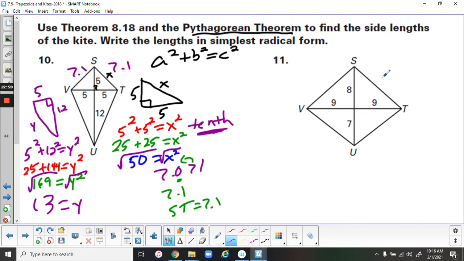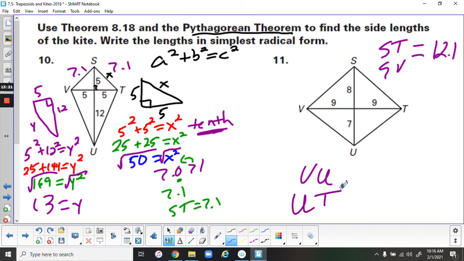So here's another one to practice. I don't know if I have space to do both of them, so I'm just going to give you the answers to these two. ST and SV, they equal 12.1. And then VU and UT, they equal 11.4. And so practice those. If you can't get that, then ask me and I'll go over them with you. Have a good day.